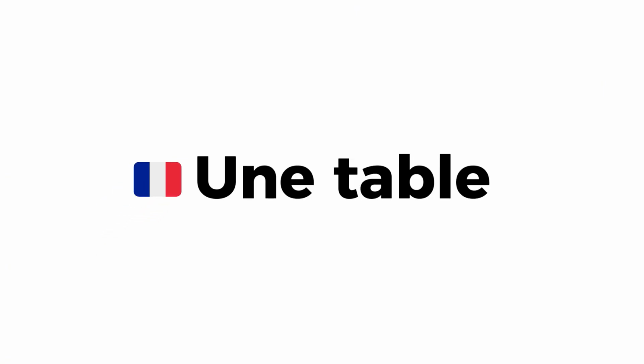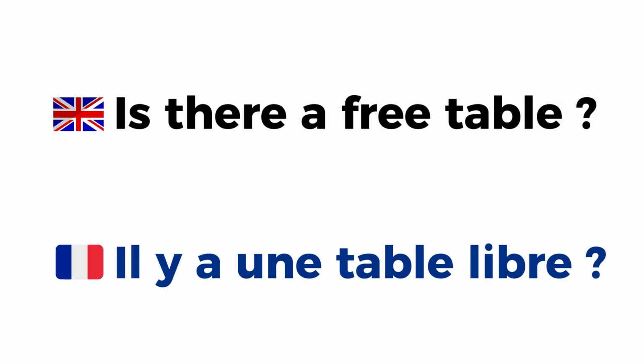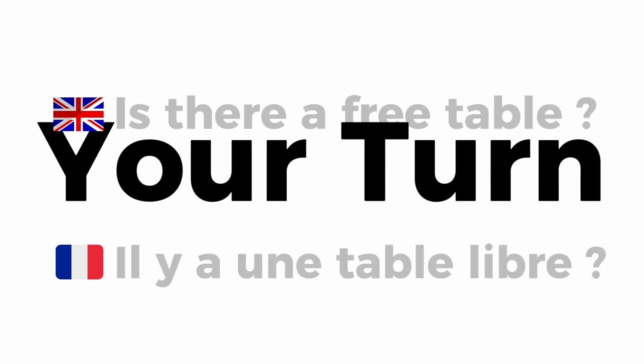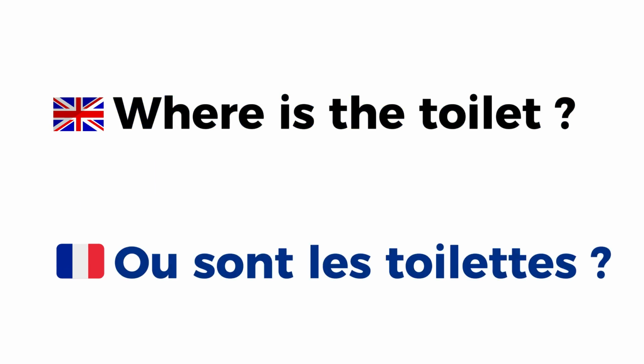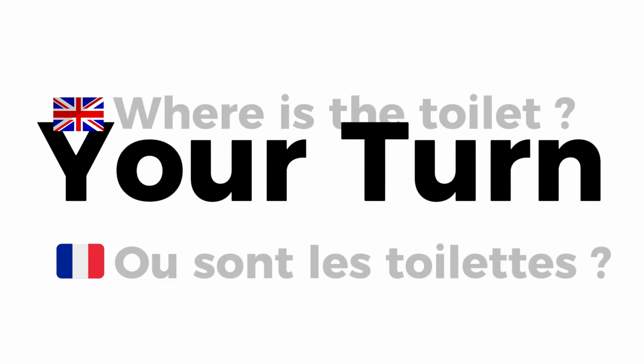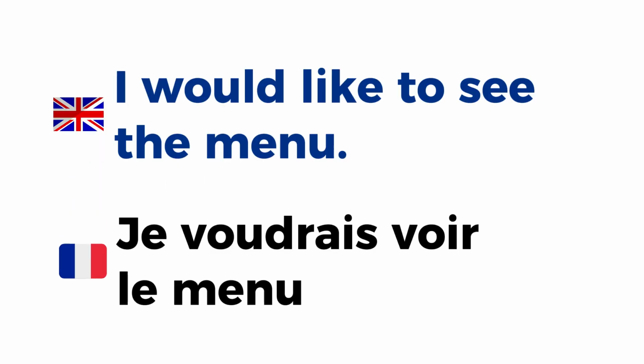Un fruit. Is there a free table? Il y a une table libre. Une table. Where is the toilet? Où sont les toilettes? Des toilettes. I would like to see the menu. Je voudrais voir le menu.